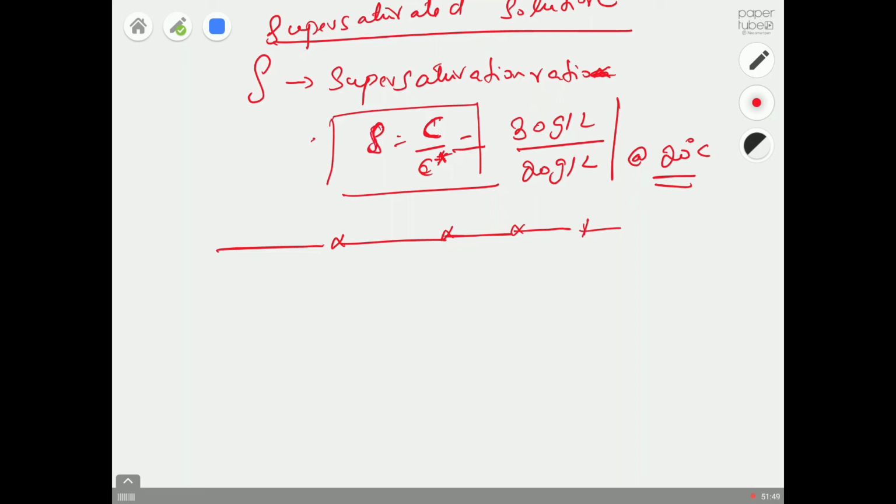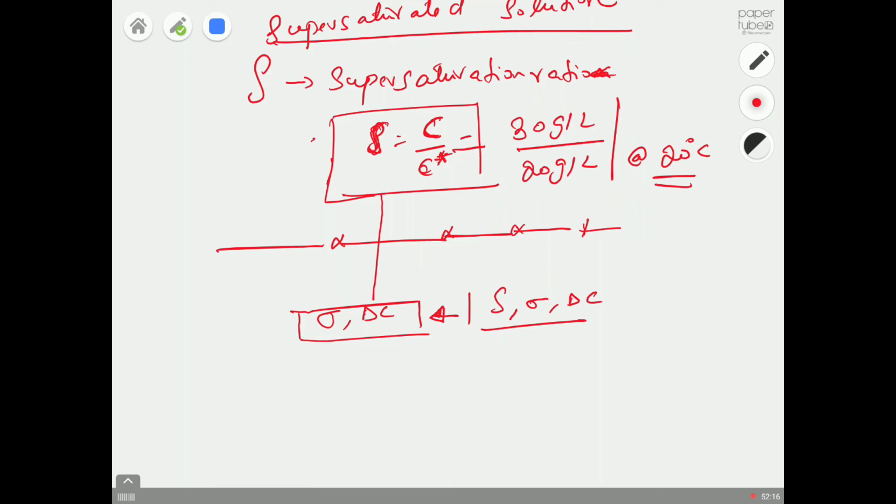Okay, coming back to this topic. That's how you define the supersaturation ratio. And there are a few other ways to express supersaturation, like sigma and delta C. We will come back to this. Probably we will solve some small exercise problems. I will give you some concentration and solubility values, and I will ask you to calculate S, sigma, and delta C.